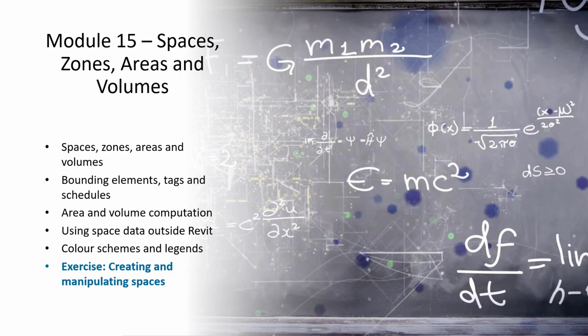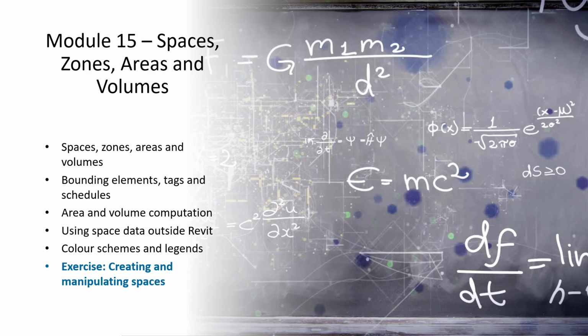In this module, we explore how Revit handles spatial intelligence, the ability to define, analyze, and visualize the volumes and areas within a building. We begin by understanding the difference between spaces, zones, areas, and volumes. Spaces are room-based elements used for analysis and scheduling. Zones group spaces for system control, while areas are used for planning and quantification. Volumes help us understand air distribution and thermal behavior. Next, we look at bounding elements, tags, and schedules. These define how spaces are enclosed, labeled, and reported, essential for both design and documentation.